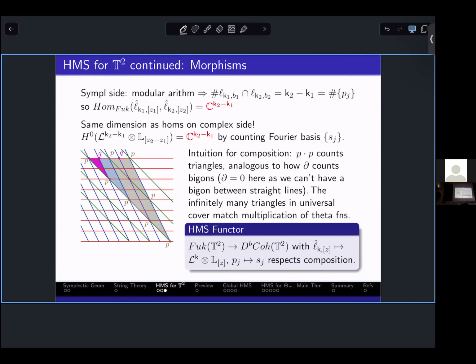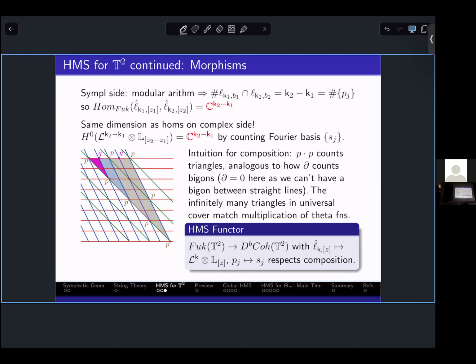Composition on the Fukaya side counts triangles. So you have two morphisms, you multiply them, your output should be a sum over intersection points. The coefficients on the output of a particular intersection point counts the number of triangles weighted by area between the three. I mentioned it was a Floer cohomology theory, so there is a differential which counts bigons. You have one intersection point, you take the differential, you count bigons to the other intersection point, but you can't have a bigon between two straight lines. They can't close back up, which you would see on the universal cover.